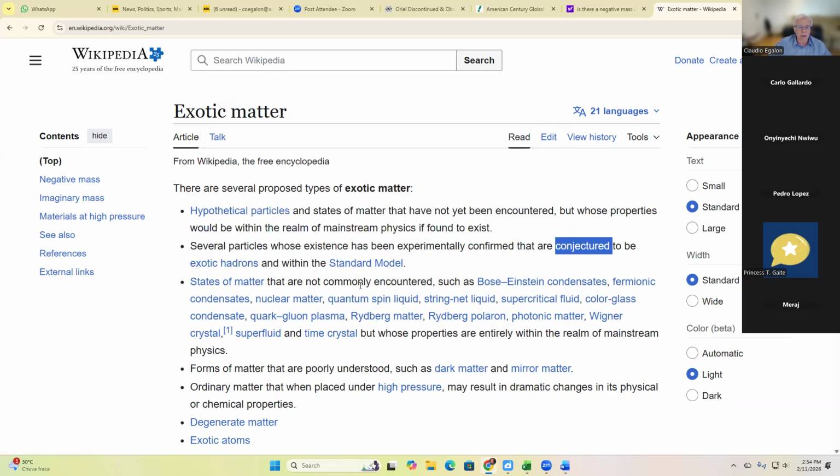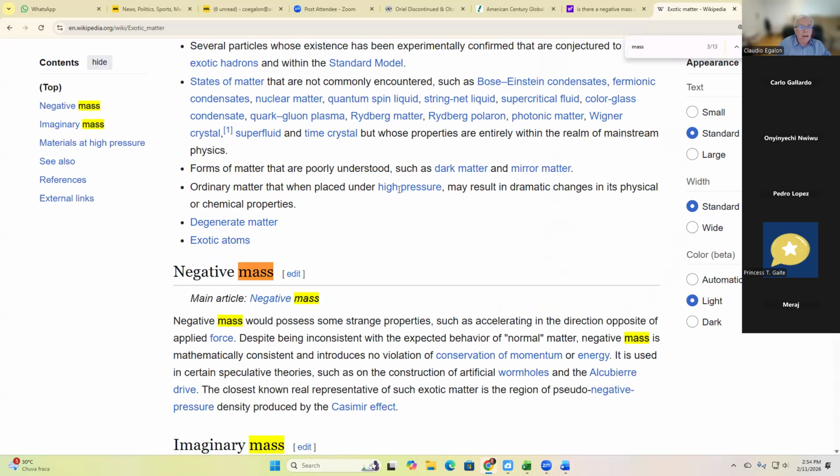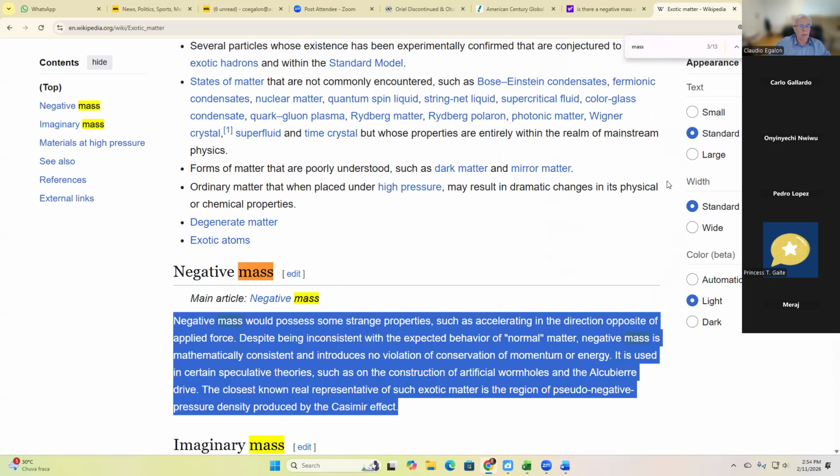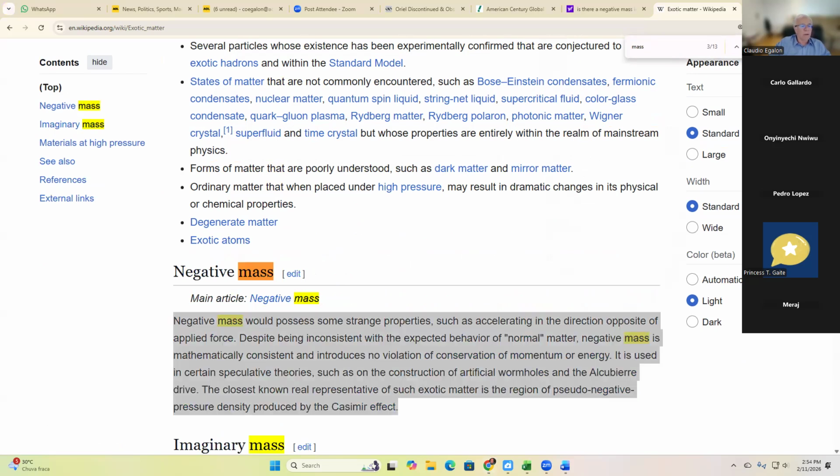And states of matter that are not commonly encountered, such as Bose-Einstein condensates, nuclear matter, quantum spin. Okay. Oh, they're talking about exotic matter. They're talking about exotic matter, not about negative matter. Hypothetical. There are several proposals. Let's see, negative. Yeah, they're talking about exotic matter, not negative mass. Let's see, negative mass. Here you go. That's the one we want to talk about.